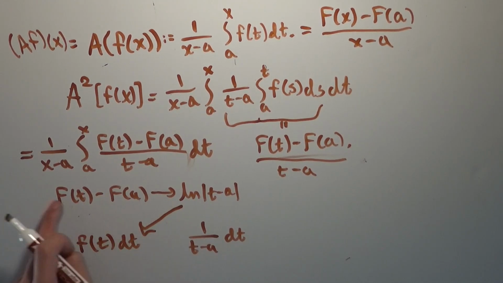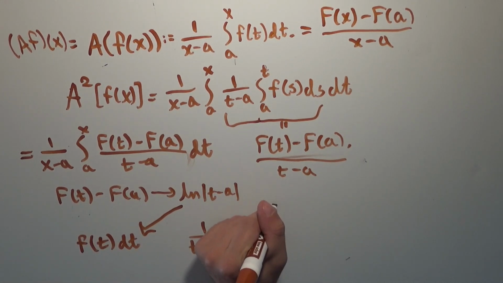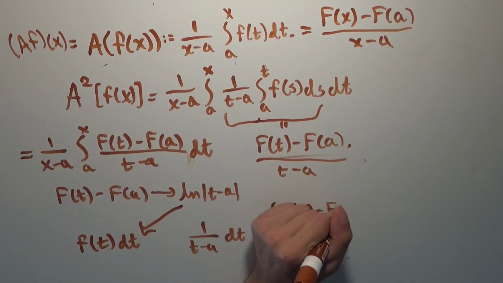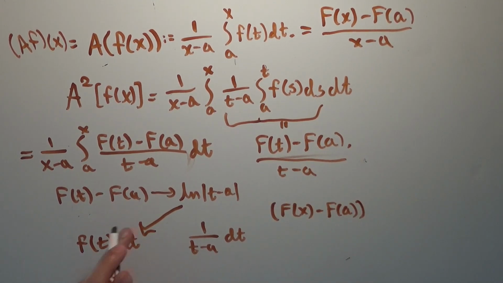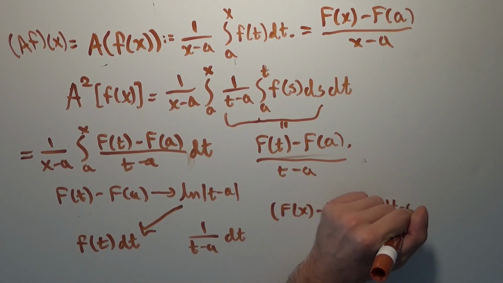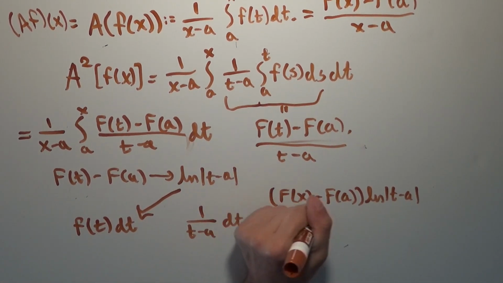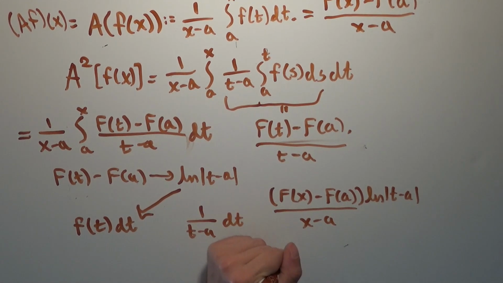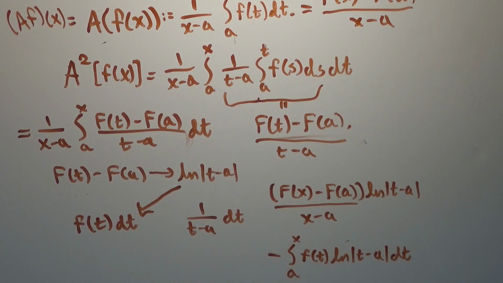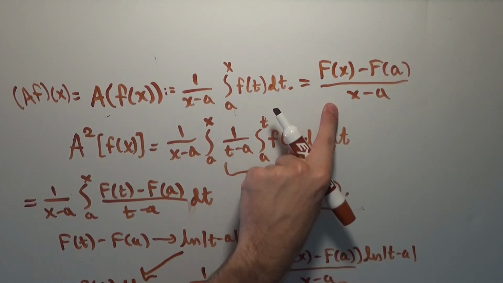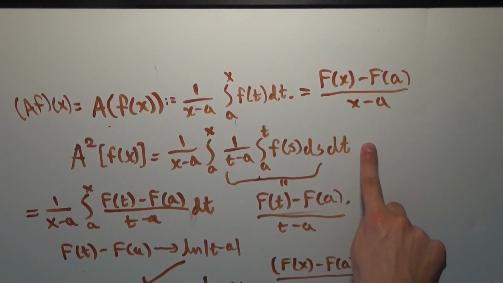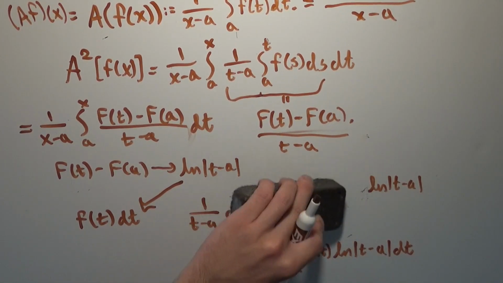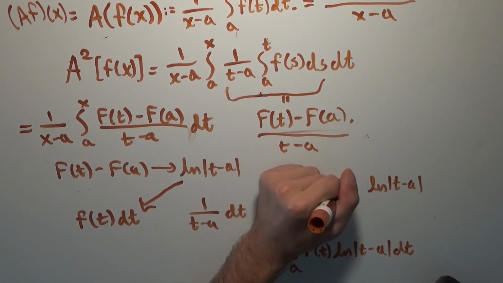So plugging in a doesn't matter, so we just need to take what we get when we plug in x, so we get big F of x minus big F of little a times the logarithm of the absolute value of t minus a, and remember we're still dividing by x minus a. And then we're going to have the minus the integral of the product of these two functions, so minus the integral from a to x of f of t times the logarithm of the absolute value of t minus a dt. And you'll notice we have right here the average of f, right? So this right here is the average of f. So we can actually just replace this with the average of f of x.